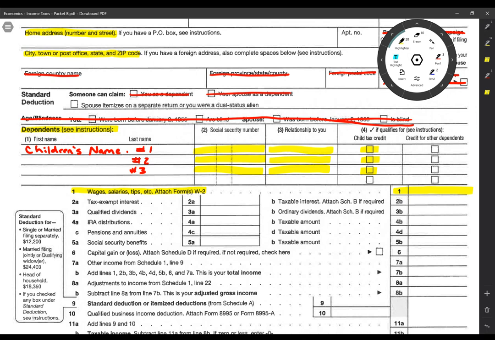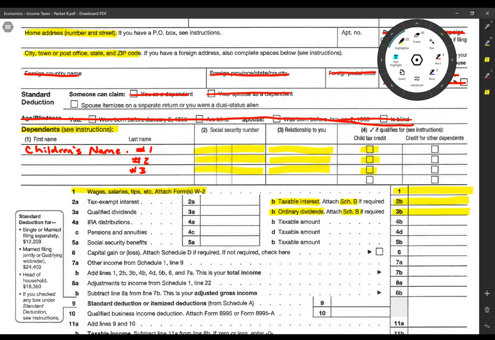Okay. Tax-exempt interest, I'm not going to give you anything, but taxable interest, yes. And if you notice, it says attach Schedule B. So you'll put that here. Ordinary dividends, yes. Attach Schedule B. Keep those in mind, right?